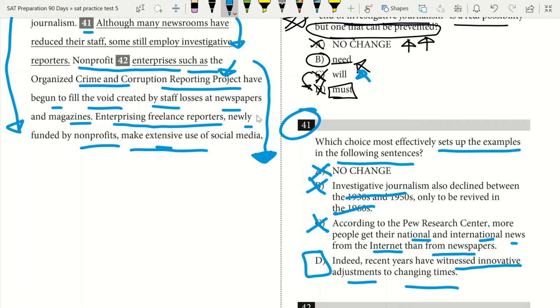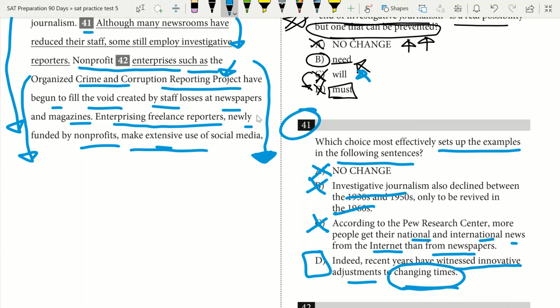We want to focus on investigative journalism, and that doesn't say that. That's talking about the news in general. So that would be moving away from the main idea of this passage, right? We want to introduce these examples of innovative adjustments in investigative journalism to these changing times of changing technology. So our correct answer there would be D.